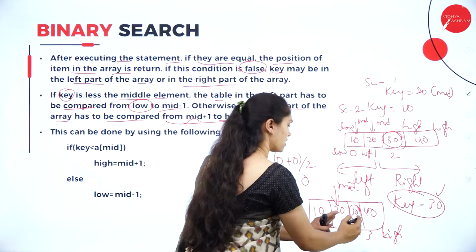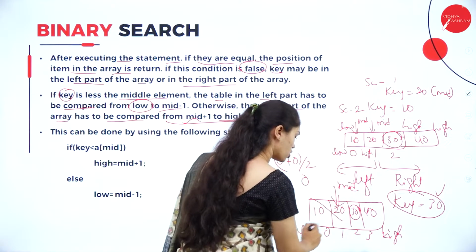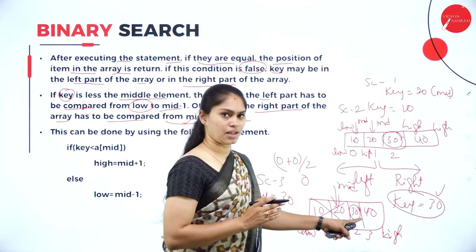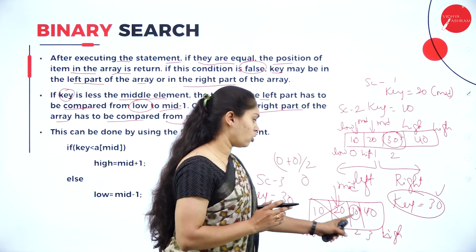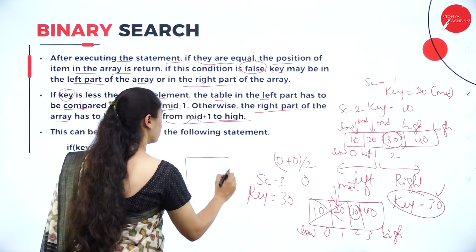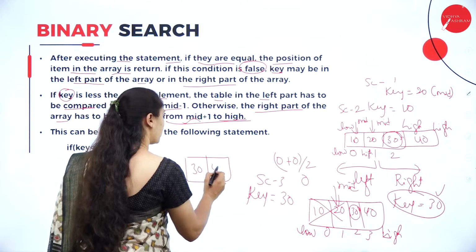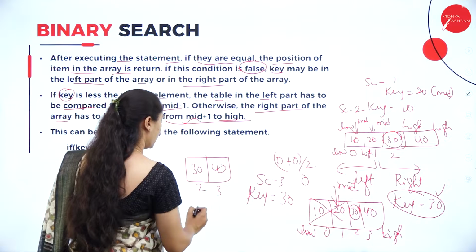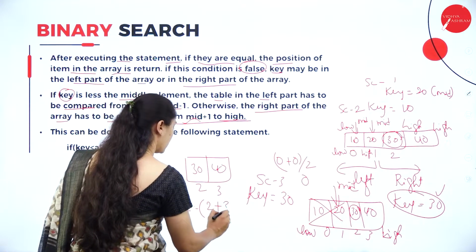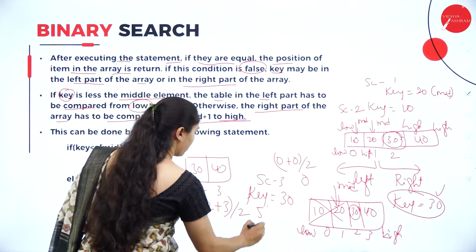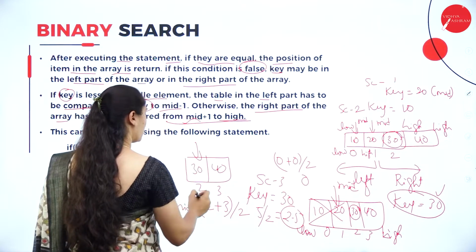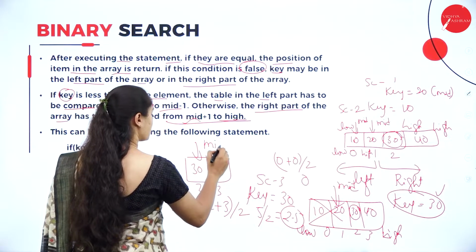I only need to concentrate on 30 and 40, and I should not bother about 10 and 20 in order to search 30. Fine. Then how will it look? I need to check only 30 and 40 right now. Their positions are 2 and 3. So to find the mid element again, it will be 2 plus 3 divided by 2, then 5 by 2. It will become 2.5. I can't consider 2.5. I have to go with a 2.